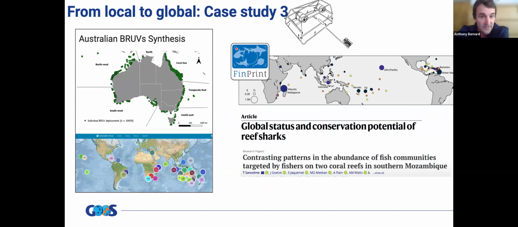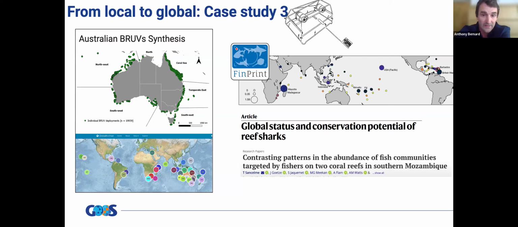A good example is the Australian BRUV synthesis, which was able to gather about 20,000 BRUV deployments collected from multiple institutions. And these data are stored in the open access Global Archive repository, which has since been expanded to incorporate global data sets from around the world.